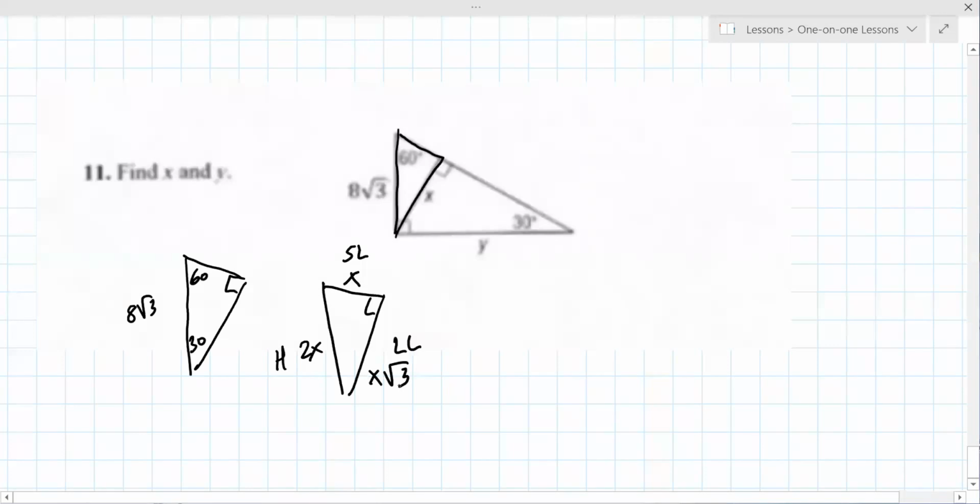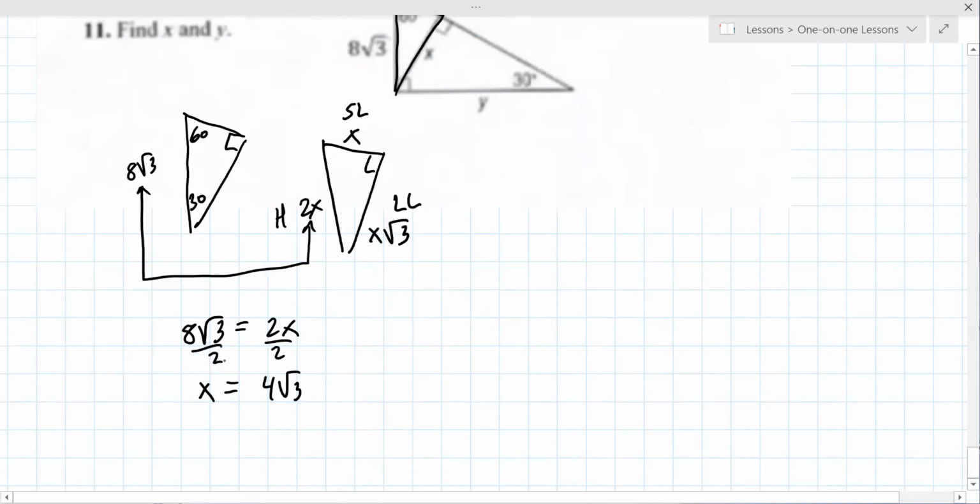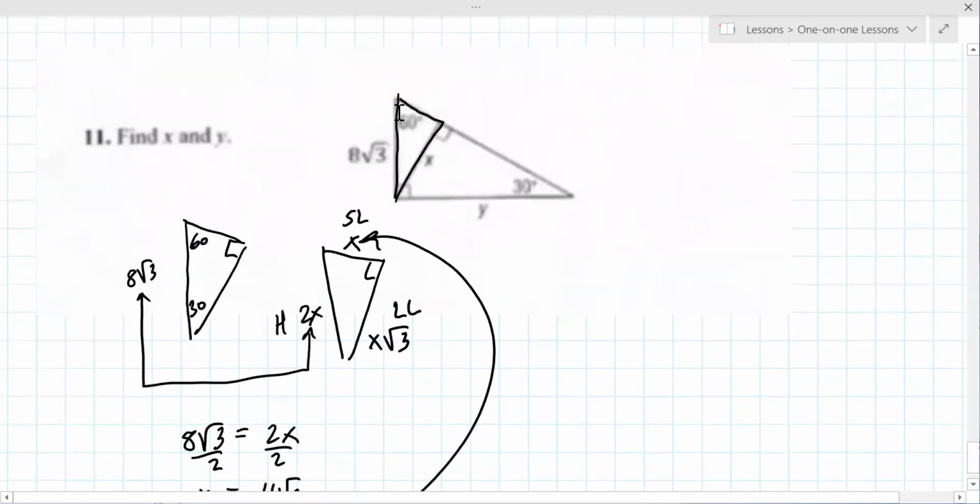So this is a little bit uncomfortable for students because you set the reference side to the known side. So you set 8 square root 3 equal to 2x. That means that x is 4 square root 3. You just divide both sides by 2. Now that is not this x. That's this x, the short leg. In this picture, what is x? In this triangle up here, what is x? It's the long leg.